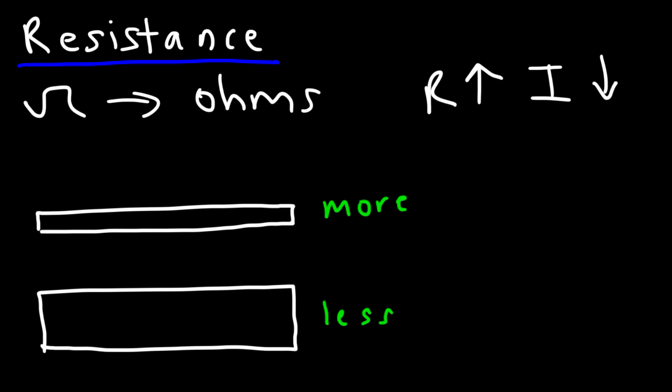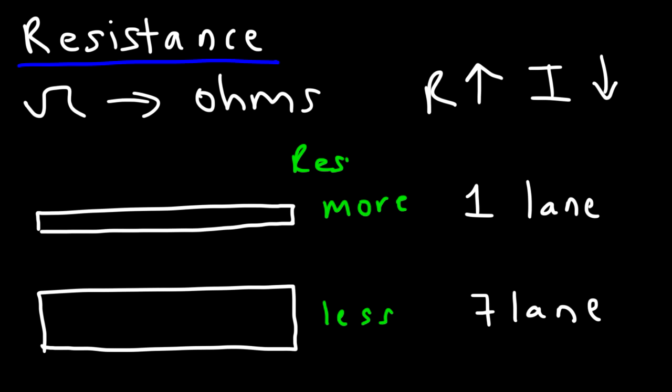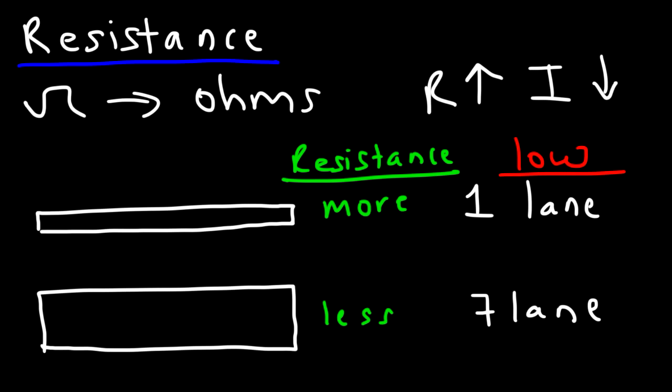Think of a highway with cars flowing. Think of the cars as being the electrons. In which case will the rate at which cars flow through any given point be greater? Let's say if you have a 1-lane highway, or a 7-lane highway. By the way, the green part here represents resistance, not current, so just keep that in mind. In a 1-lane highway, there's not many cars that can get through, and so the current, which I'm going to highlight in red, will be low in a 1-lane highway.